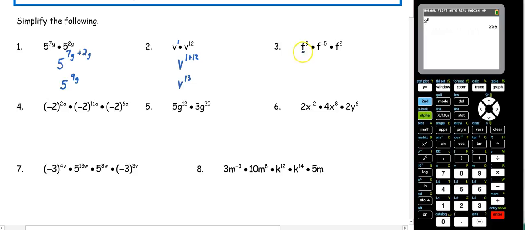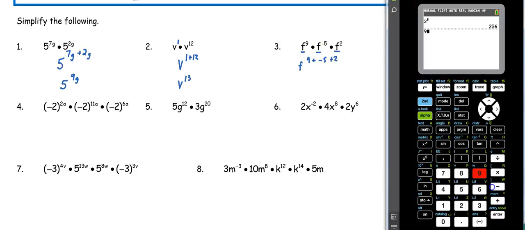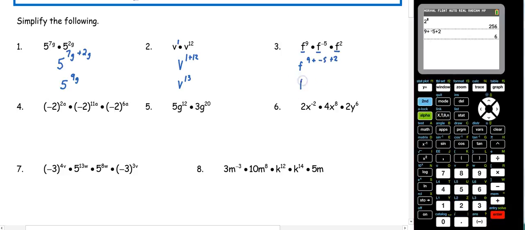Number 3, now we have 3 bases that are all the same. They're all f. So we're going to have f to the 9 plus negative 5 plus 2. So 9 plus negative 5 plus 2 gets us f to the 6th. Number 4, all of our bases are the same. Again, they're negative 2, so we're going to add our exponents. We have negative 2. Make sure that you leave it in parentheses if it started in parentheses, and add your exponents. 2a plus 11a plus 6a. So 2 plus 11 plus 6 would get us 19a.